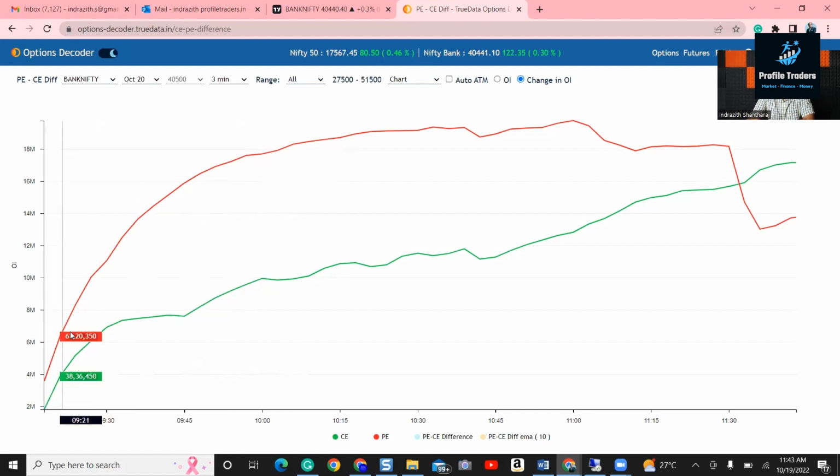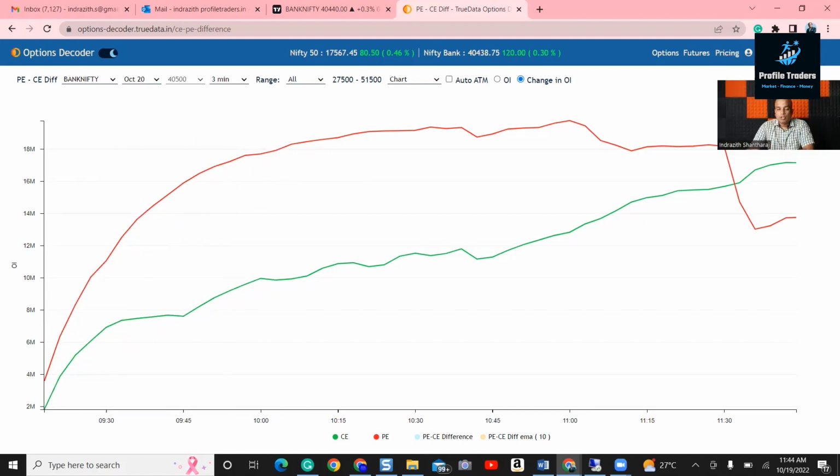Whenever this is put option OI, if put option OI is increasing, it means put option sellers are increasing, which means the market goes up. If the call option OI is increasing, it means call option sellers are increasing, so there is a high probability of the market going down. So that's how we should interpret it.